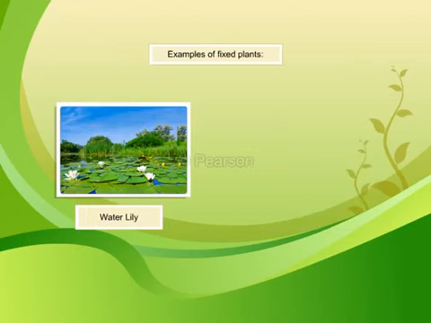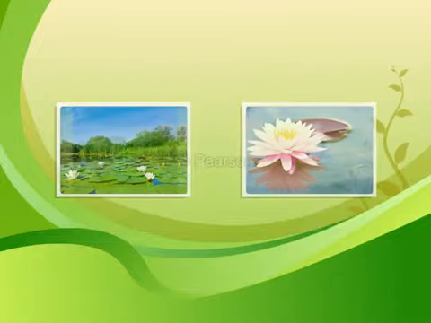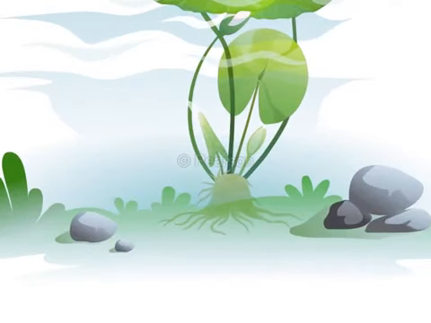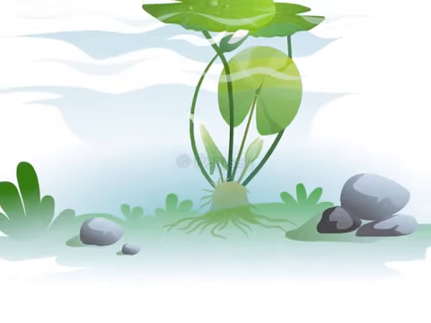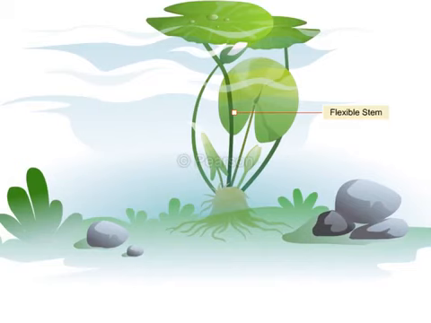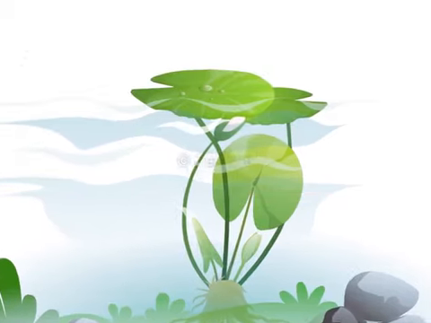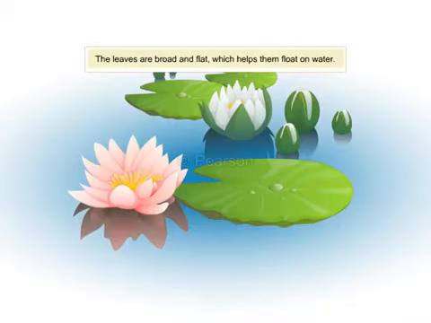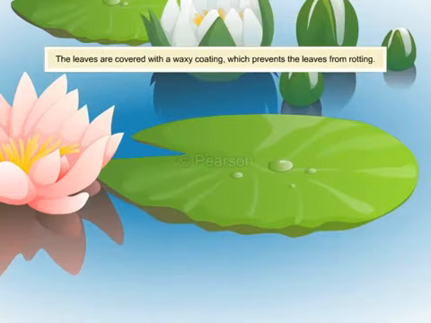The water lily and lotus are fixed plants. These plants have their roots fixed in the soil at the bottom of a pond. They have a thin, long, hollow, and flexible stem to reach the surface of water and withstand water currents. Their leaves are broad and flat, which helps them float on water. The leaves are covered with a waxy coating. This prevents the leaves from rotting.